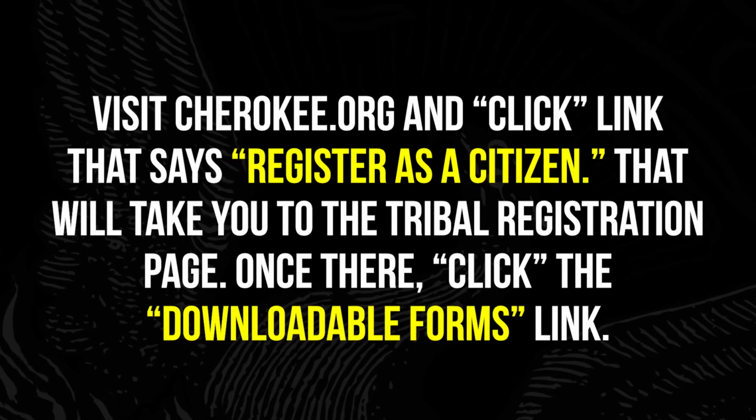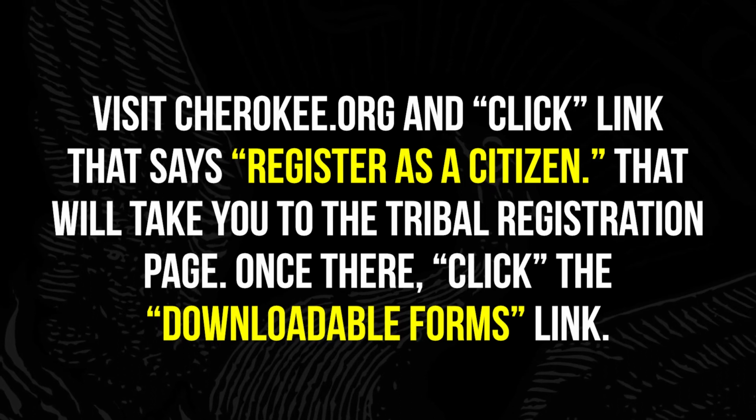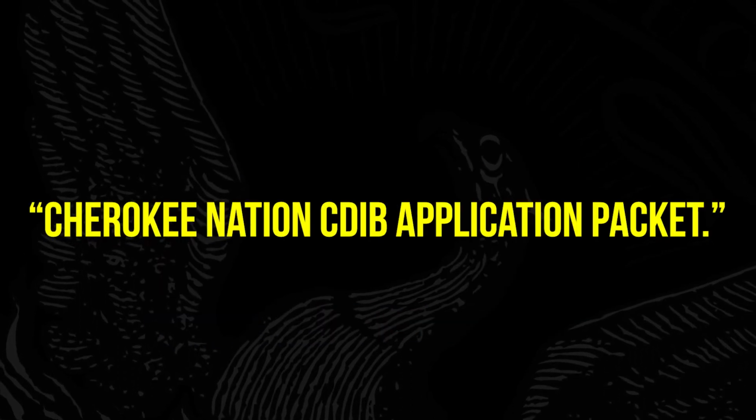Mr. Vann, if a non-Cherokee Nation citizen finds some direct connection to Cherokee ancestors and has the supporting documentation, what's the process to attain that citizenship through the Cherokee Nation? Well, the first step would be to fill out a CDIB application. You can get that off of our website at cherokee.org by clicking the link that says register as a citizen under downloadable forms. It says right there, certificate degree of Indian blood packet. That's the one you will need to fill out to obtain citizenship through the Cherokee Nation.